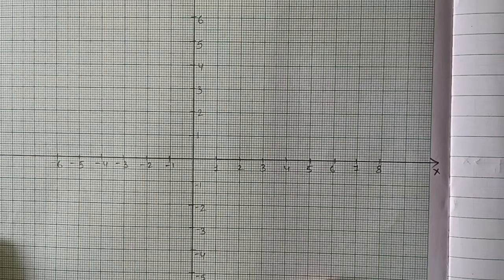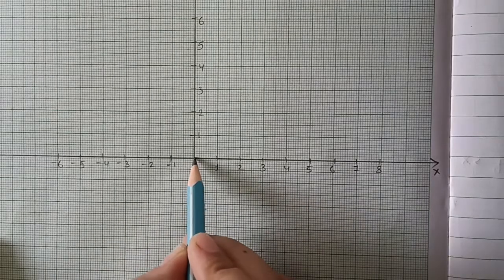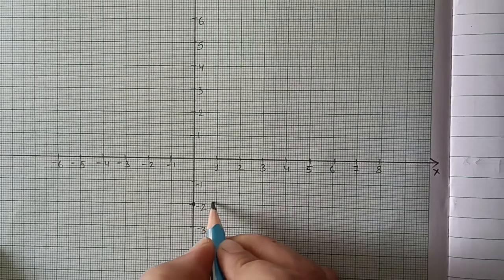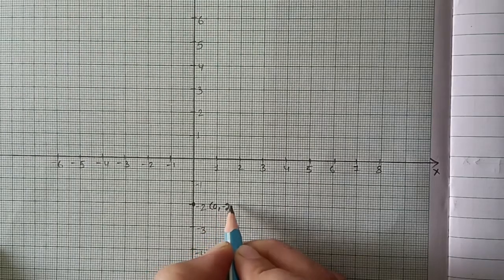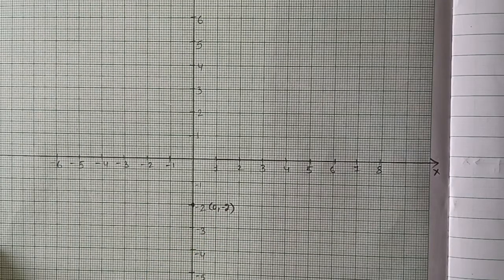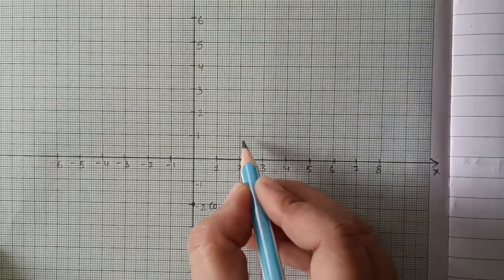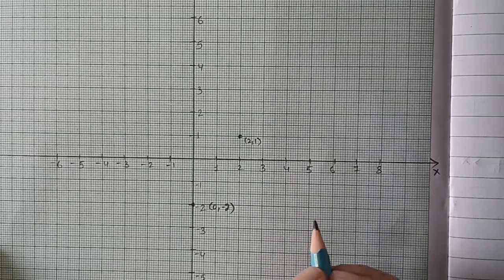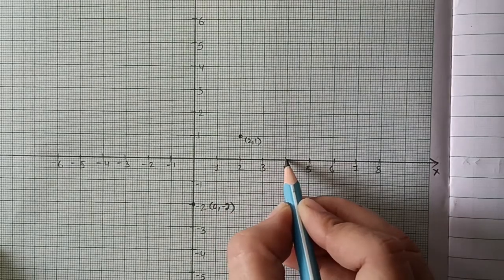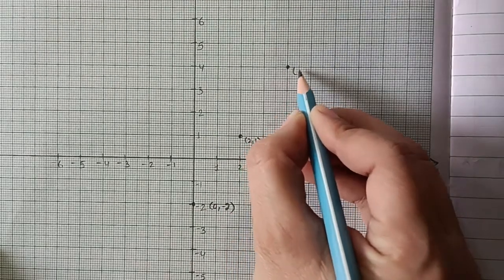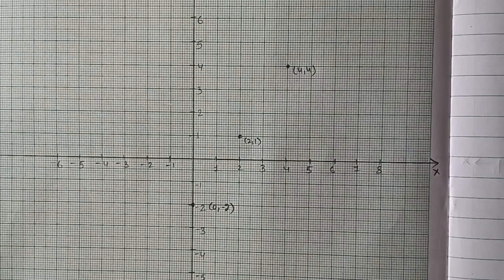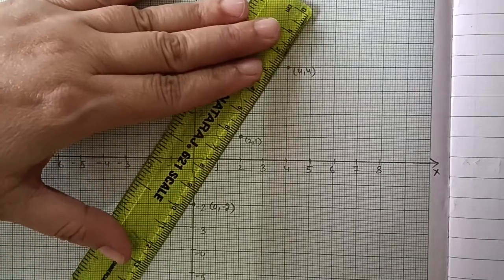From the first line, the first point is 0 comma minus 2, 0 from the x-axis, minus 2 from the y-axis. This is the first point. The second point is 2 comma 1. Then the third point is 4 comma 4, 4 from the x-axis, 4 from the y-axis. After marking these 3 points, draw one line through them.